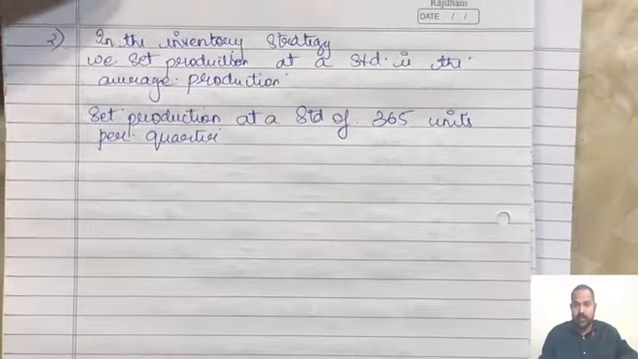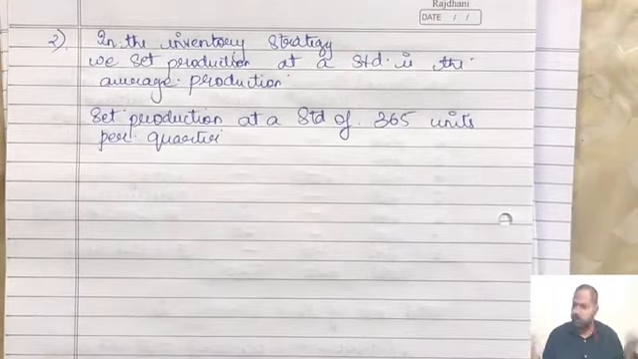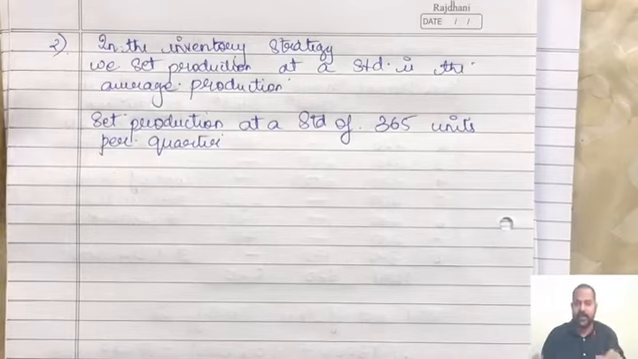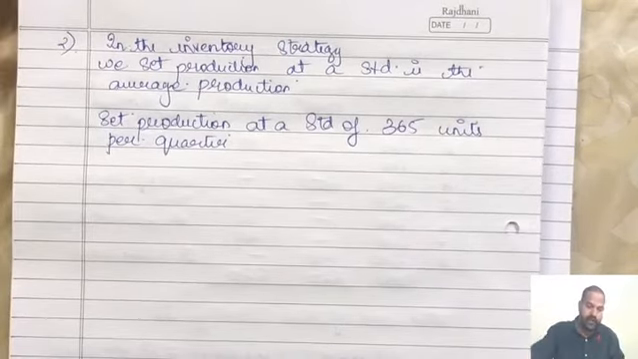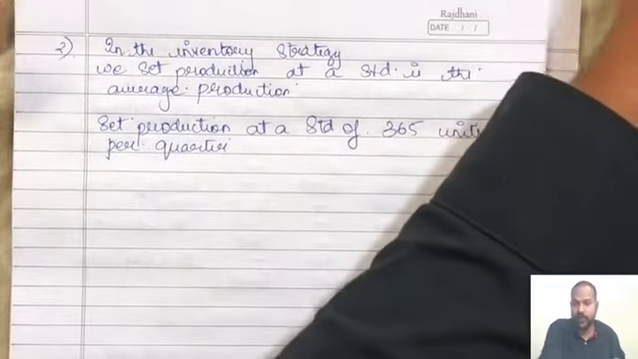But sir, what is the guarantee that my demand is 365 units per quarter? There is no guarantee. But we are going to set it at 365. How will that work? Well, let's come to the solution. Let me get the table ready and then I will continue.